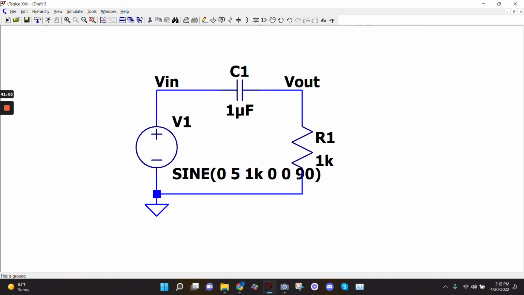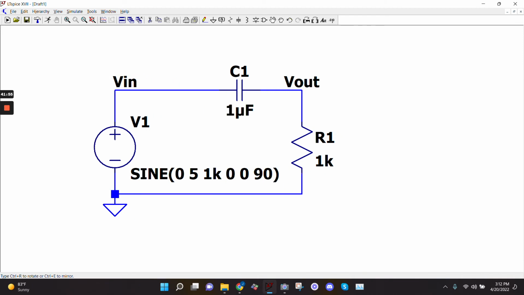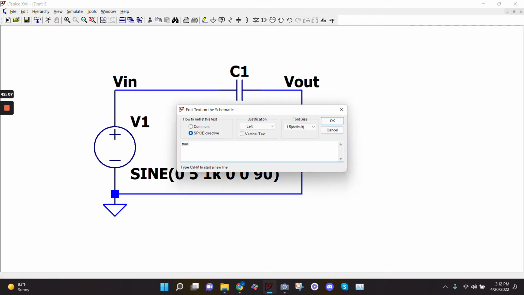Okay, so I've got my cosine input. Everybody sees I did sine. I've got 5 amplitude, frequency of 1K, phase of 90. That gives me the cosine basically of 2 pi 1K t. It's the same thing, okay? Now, let me go run a dot tran of like, I don't know, 6 milliseconds.